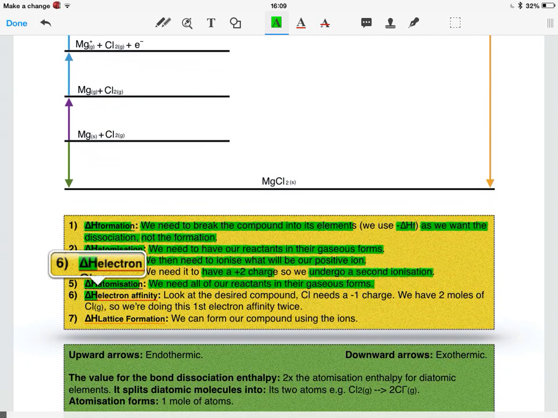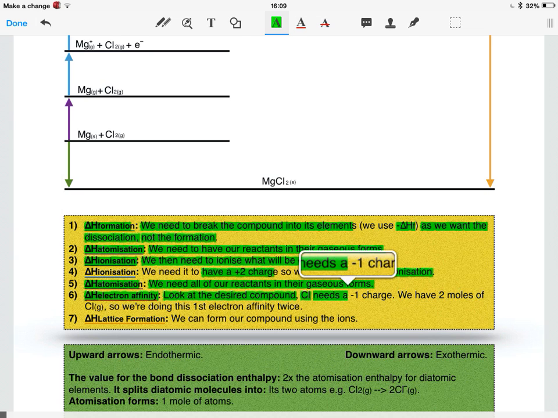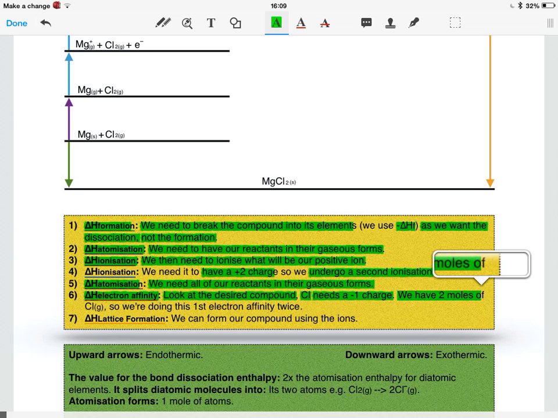So we do the enthalpy of electron affinity. We look at our desired compound, Cl, and this needs to have a -1 charge. We have 2 moles of Cl, so we're going to do this first electron affinity twice.